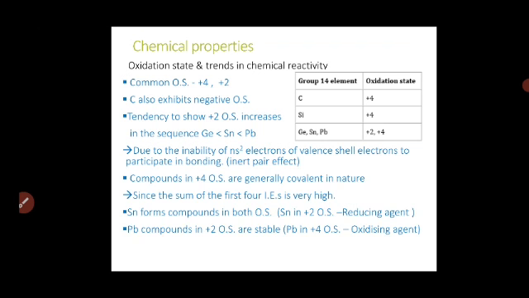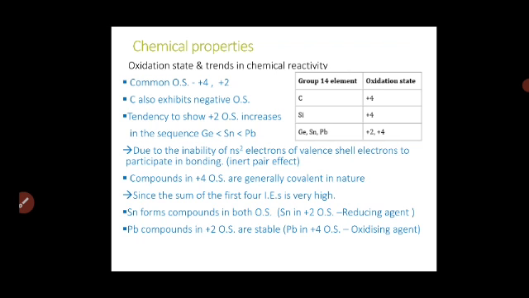Next one, let us see chemical properties. Chemical properties mainly depend on oxidation state, right? In the last boron family we have seen it shows +3 and +1. Maximum is +3 and minimum is +1 oxidation state. That is the group valency and 2 less than the group valency.